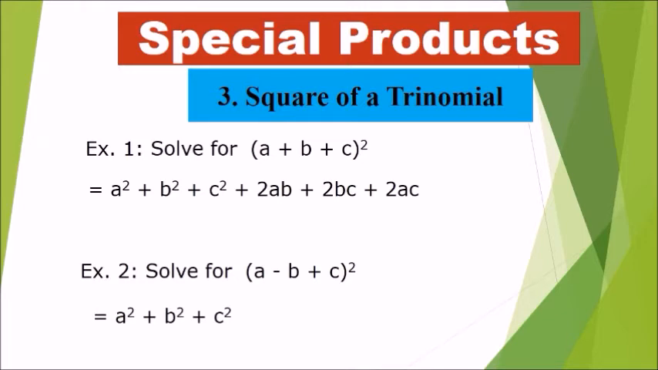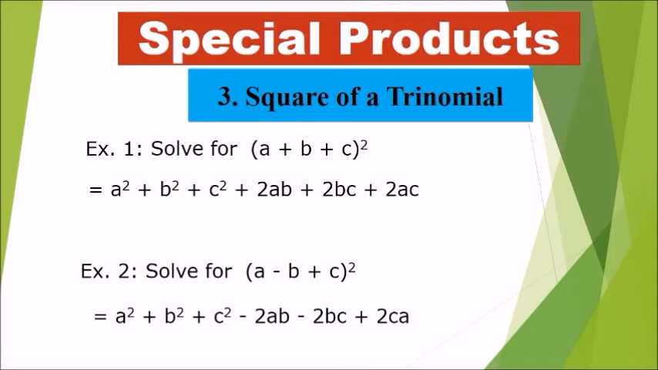Next, anong susunod na step natin? 2 times the first term times the second term. So, 2 times A times negative B. So, ang magiging sagot is negative 2AB. Next, 2 times negative B times C, that will become negative 2BC. And then lastly, 2 times the first term times the last term, 2AC. Okay, pwede rin 2CA. Pwede mong pagbaliktarin yan.